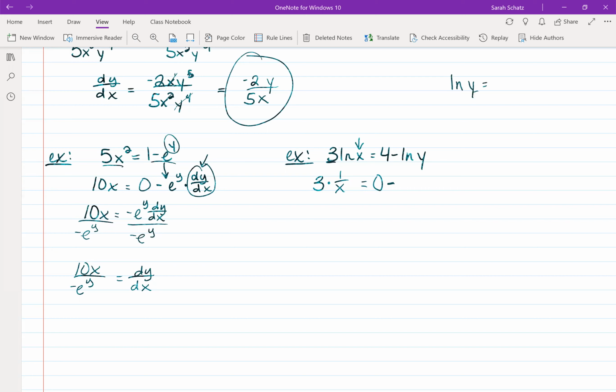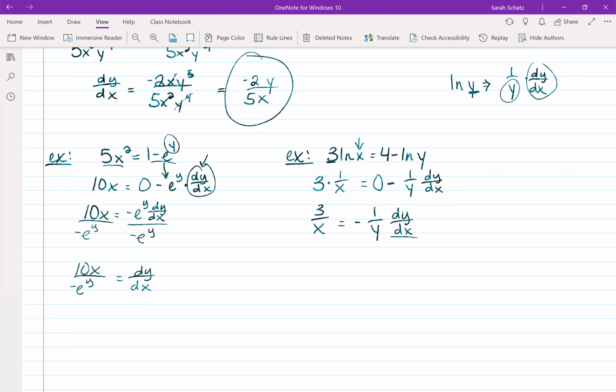Derivative of 4 is 0 minus, well, what do you think the derivative of natural log y is going to be? Remember, you have the natural log of something, you take the derivative, it becomes 1 over that thing. Remember, we're treating it just like it's an x. What do you think I'm going to add on because it's not just an x? I'm going to use the chain rule because you know that's how natural log works. If this isn't just an x, you tack on the derivative of what it is. So here I'm going to have 1 over y dy dx. So this term I'm going to call 3 over x equals negative 1 over y dy dx.